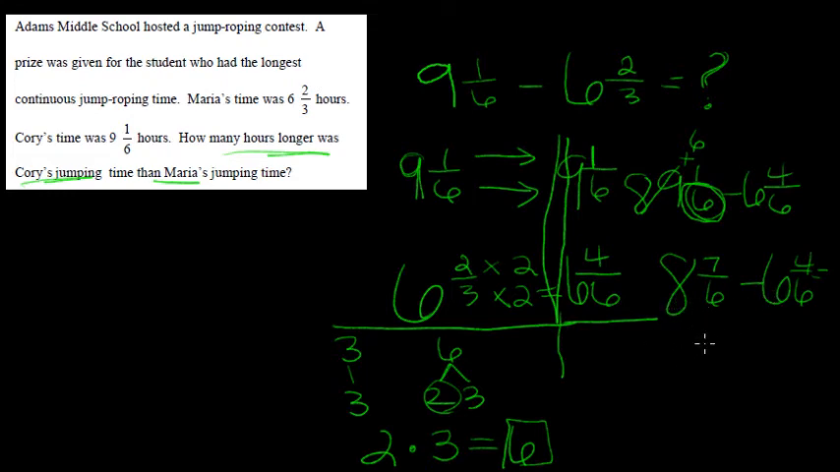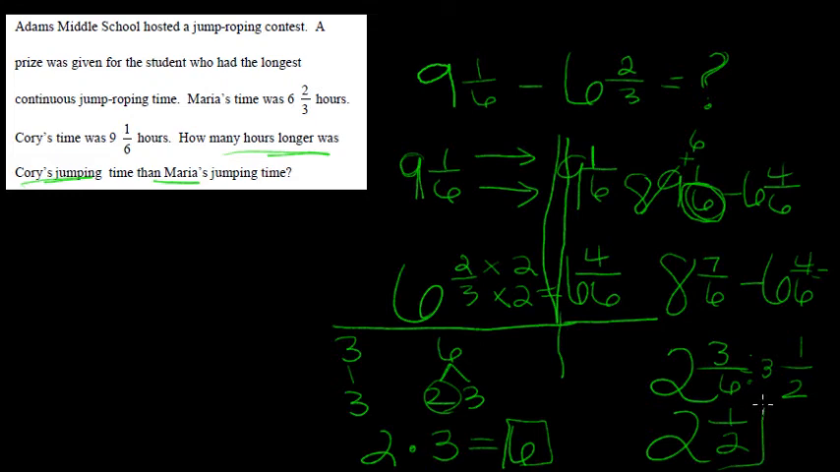If I do the whole number minus the whole number, 8 minus 6 is 2. And then 7 minus 4 gives us 3. And the denominator stays the same. So when I subtract, it alleviates, and that improper fraction is no longer there. Now, these have a common factor of 3, so it really would be 2 and 1/2. Okay, so that's a subtracting problem.